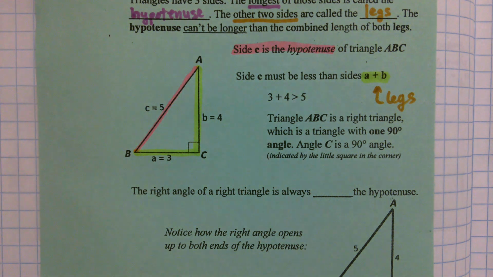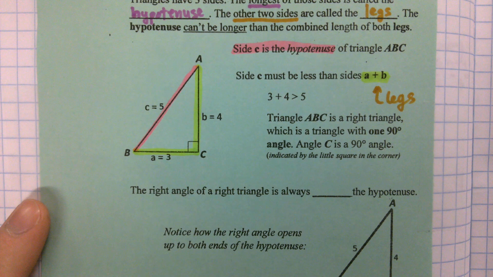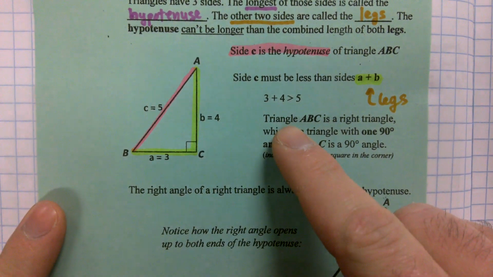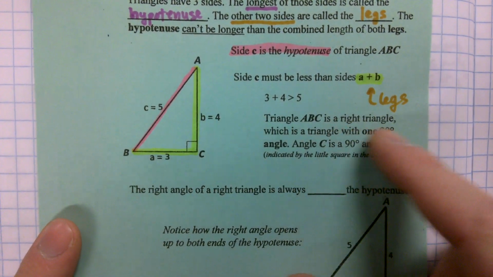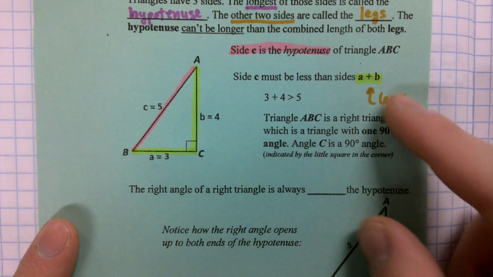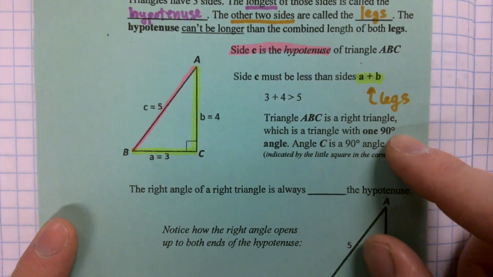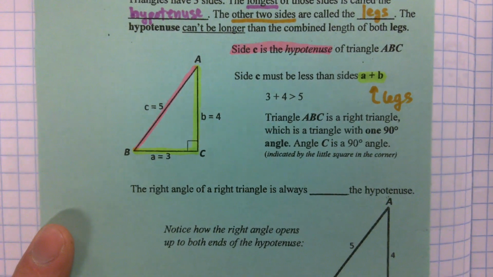All right? Pretty straightforward so far, right? Give me a thumbs up if you're following. Very nice. Most of us. That's good. Triangle ABC is a right triangle. This is the type of triangle that we're going to be dealing with here, specifically right triangles.